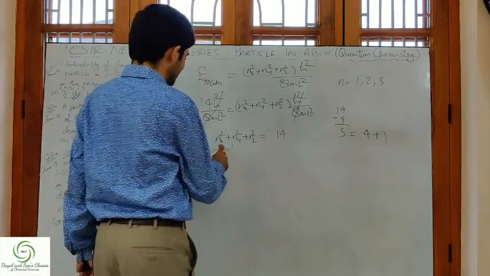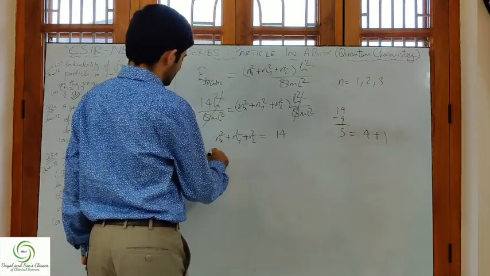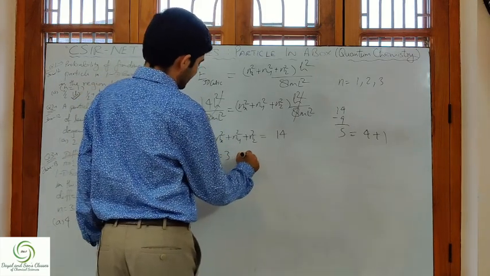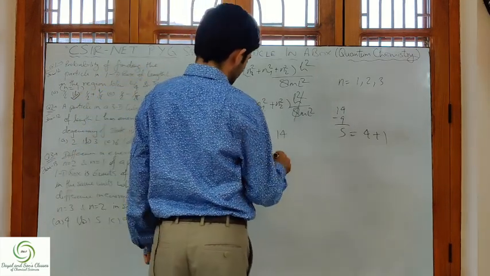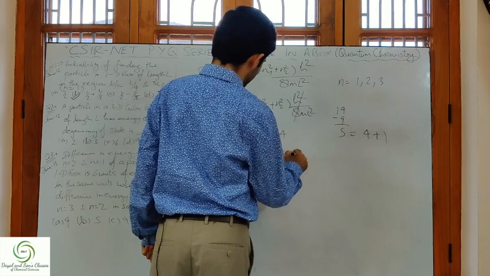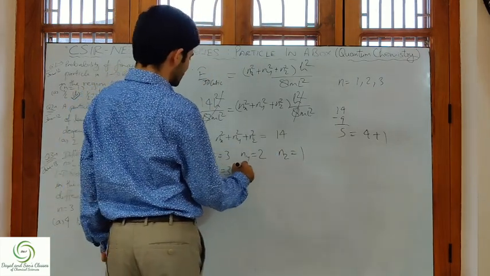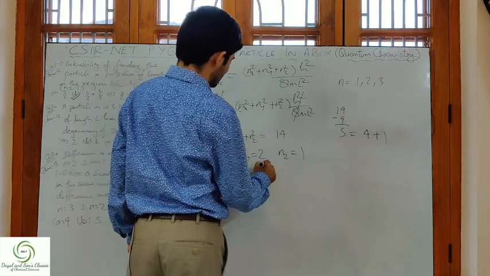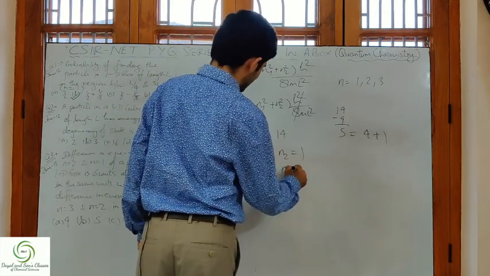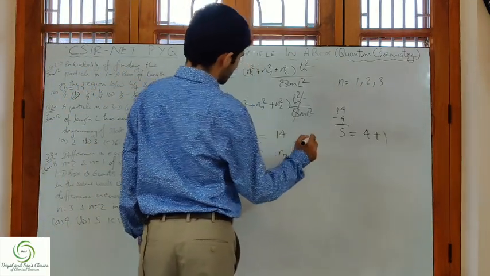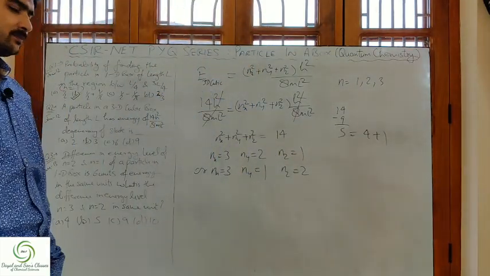So what we get is that if nx is equal to 3, then ny is equal to 2 and nz is equal to 1. Or what else can we do? Nx is equal to 3, ny can be equal to 1 and nz can be equal to 2. This is the second combination.